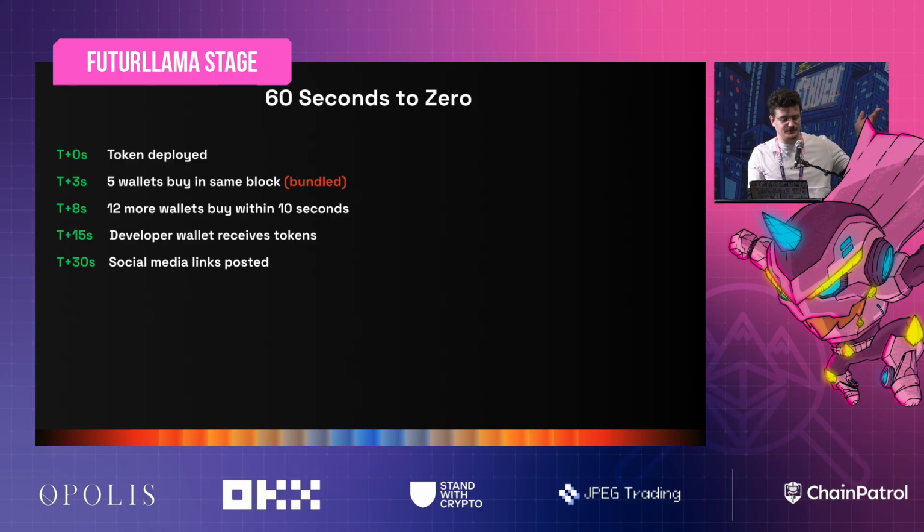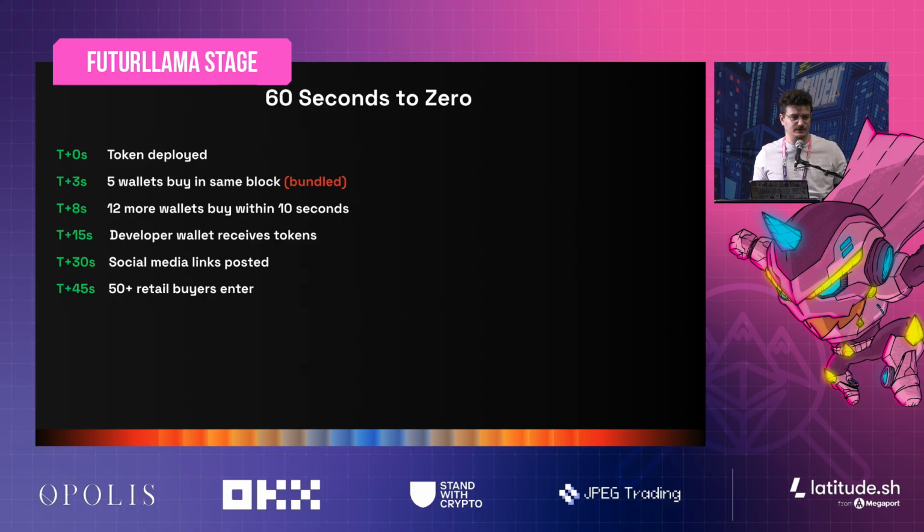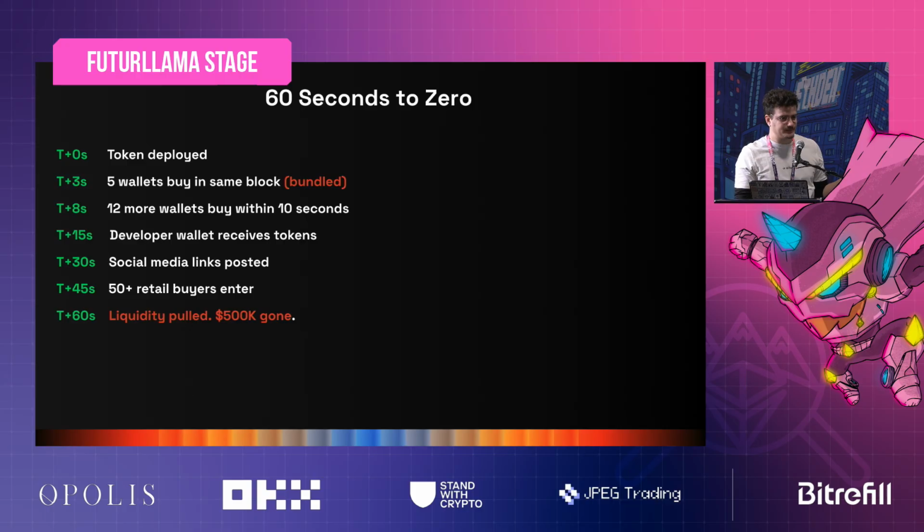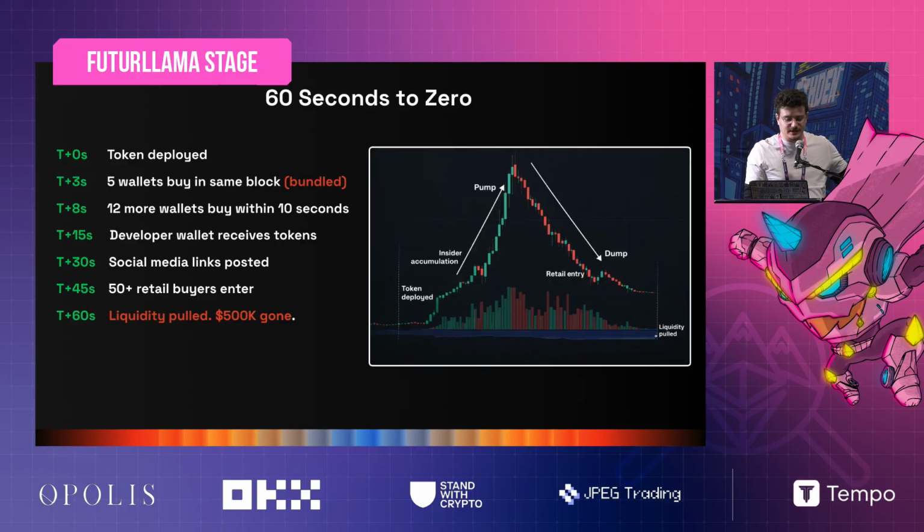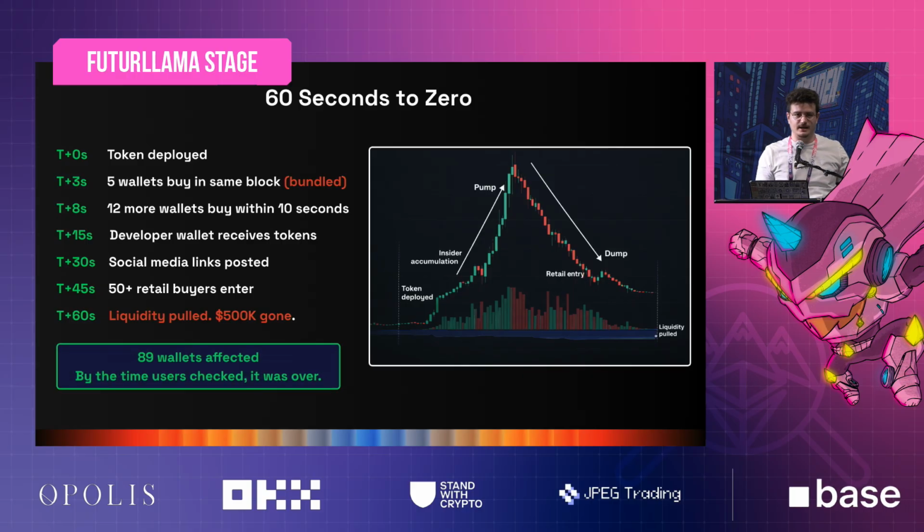Now, after 30 seconds, a social media link is posted. So 50 retail users see this link, the pump gets going, and everyone is buying the token because they see an opportunity. After that, the liquidity gets pulled. 50K, it's gone. Here you can see a draft of how a token might work: where it gets deployed, all the pump coming, and when the retail enters, everything gets dumped. 89 wallets have been affected by the time the user checks and it was over.